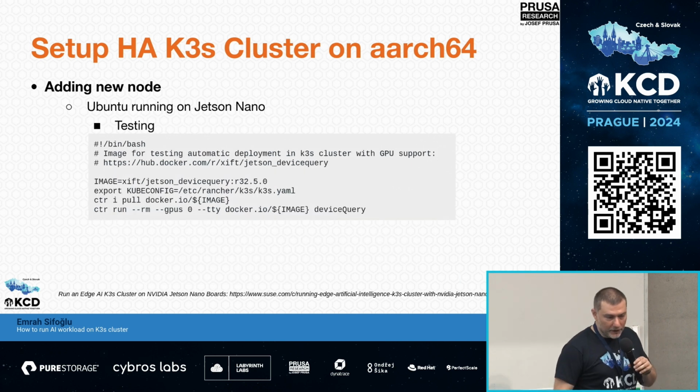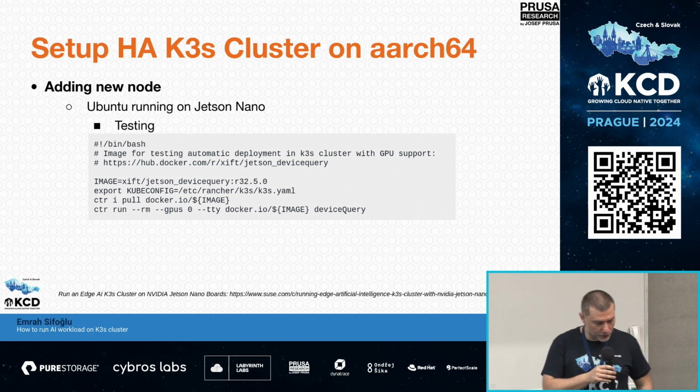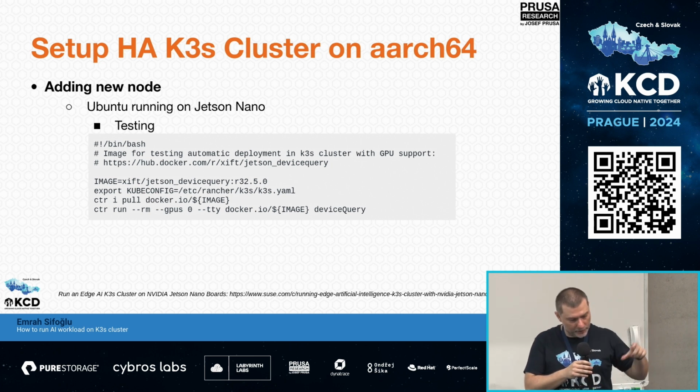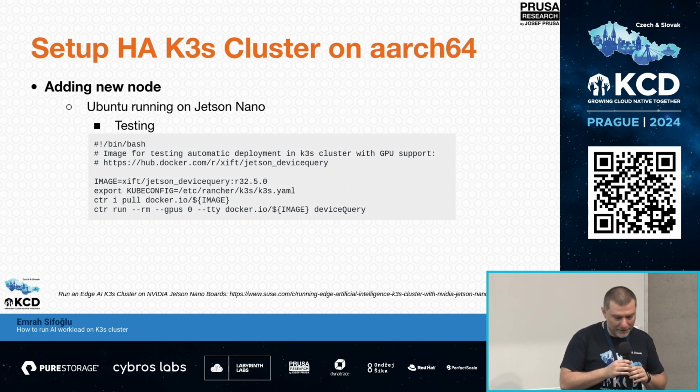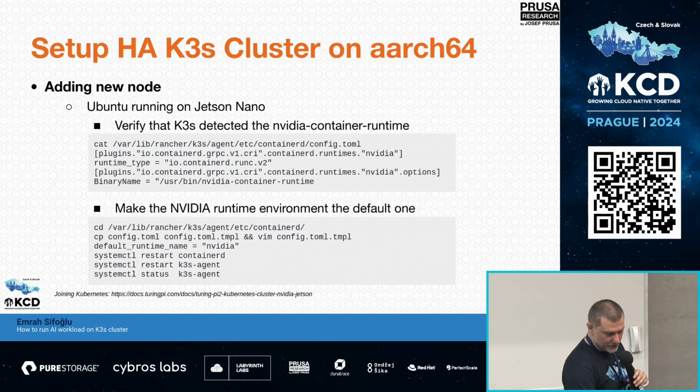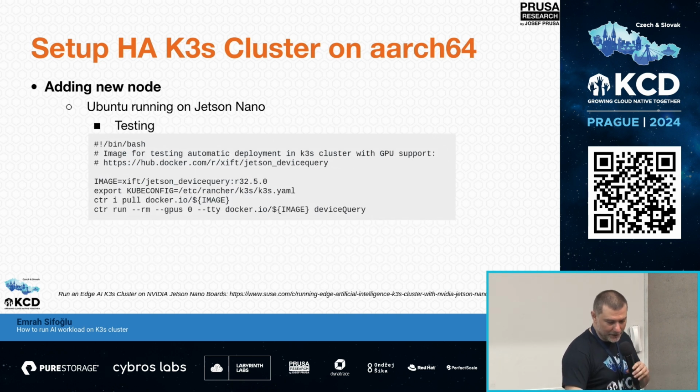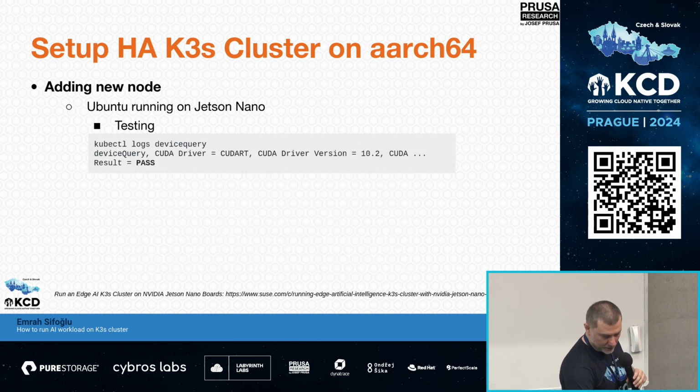So if everything went well, we will test, of course, right? This is a very simple bash script. It pulls the image from Docker Hub and then runs it. If this runs successfully, if the configuration is done properly and K3s detected everything, you will get an output that says pass, or you can check the logs to see whether you are seeing this one: pass. So this is the output.